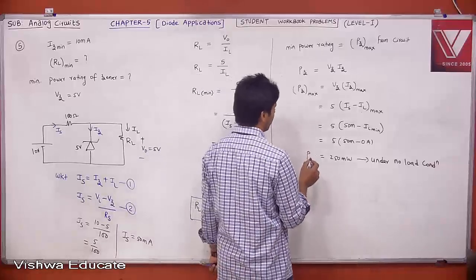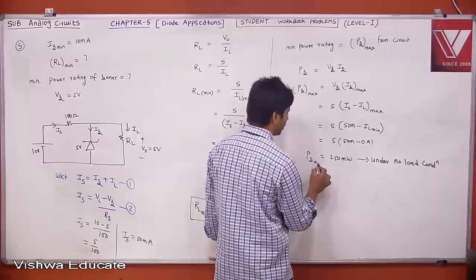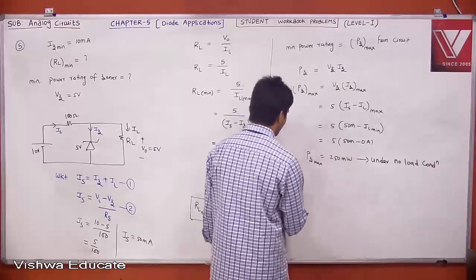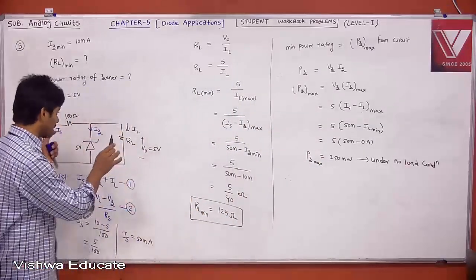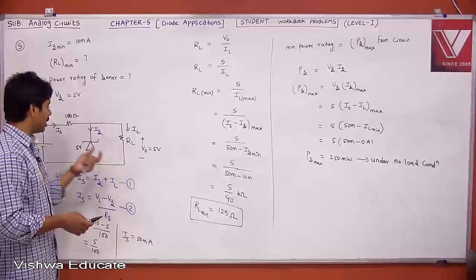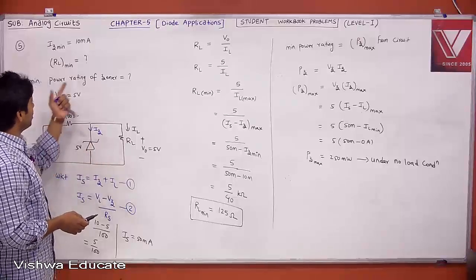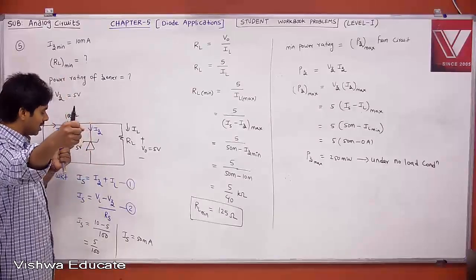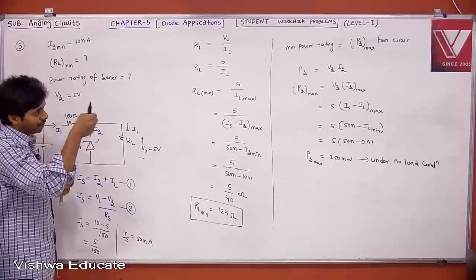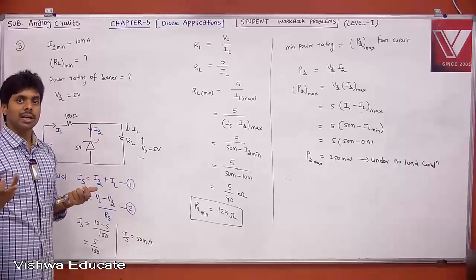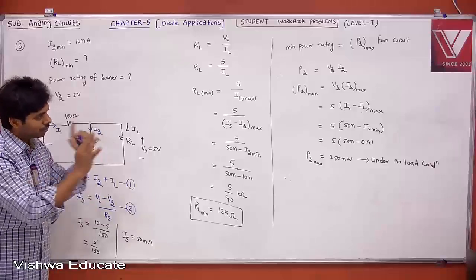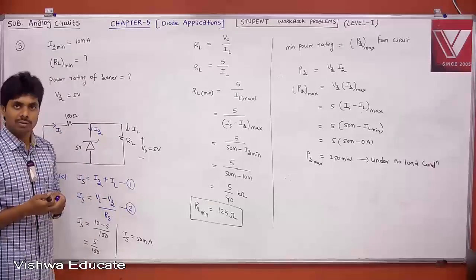Therefore, this is your PZ maximum from the given circuit, 250 milliwatt. This is the maximum power dissipation which you are seeing in the given circuit. Worst case is nothing but no load, 250 milliwatt. Therefore, what should be the minimum power rating of the Zener diode? We have to choose a Zener diode such that it should have a power rating of 250 milliwatt. It can be more than that also. It can be 350 milliwatt. It can handle up to 350 milliwatt. But we need only 250 milliwatt. That is what we got as the worst case from the given circuit.